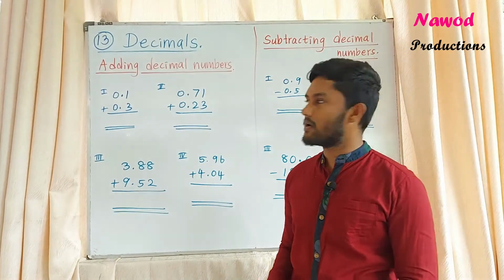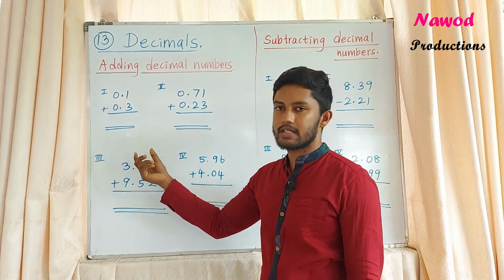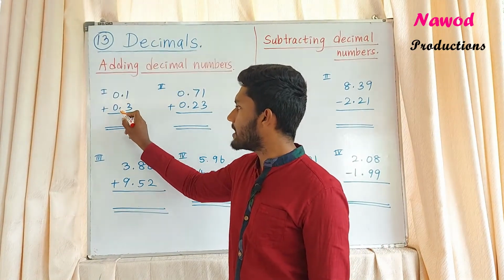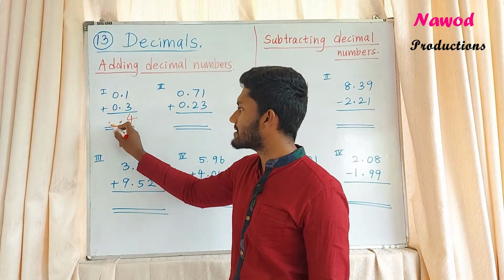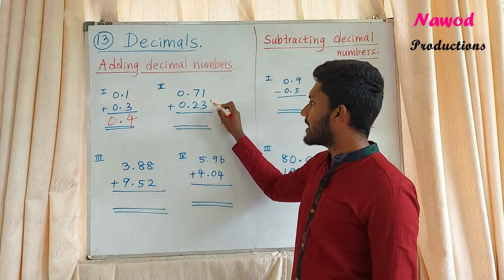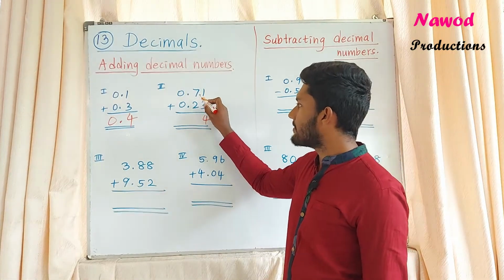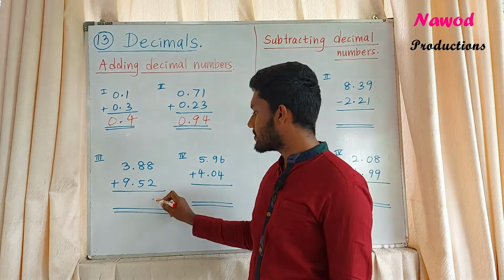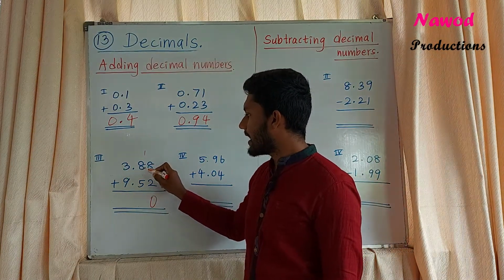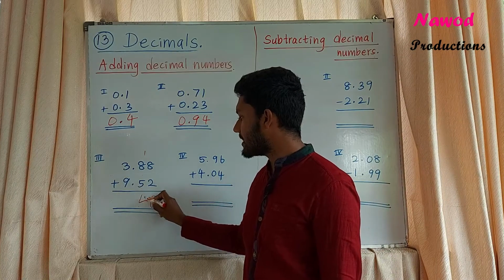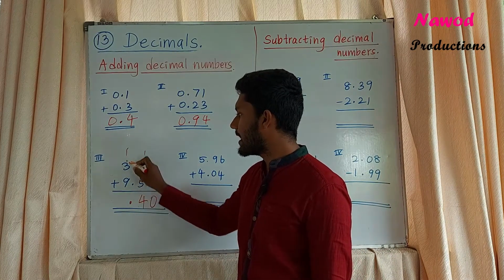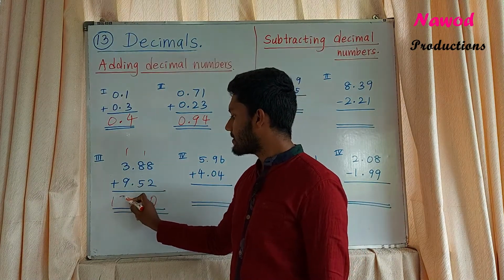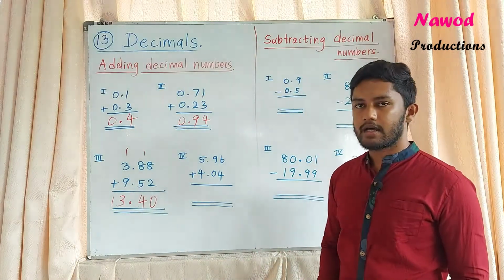Then dear students, when solving the addition questions, it is like the normal addition. 1 plus 3, 4, decimal point to decimal point, 0 plus 0, 0. 1 plus 3, 4, 7 plus 2, 9, 0 plus 0, 0. 8 plus 2, 10, 0, 1 is remaining. 8 plus 1, 9, 9 plus 5, 14, 1 is remaining, decimal point. 3 plus 1, 4, 4 plus 9, 13 is the answer.